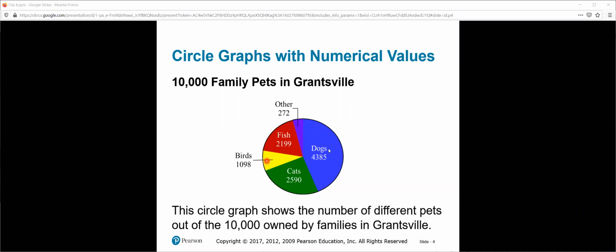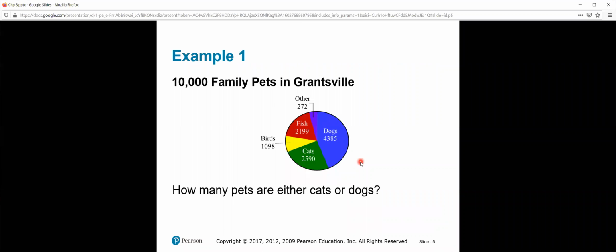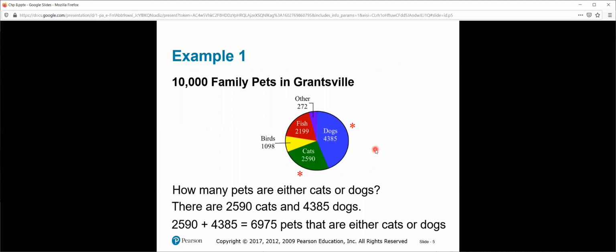This chart here does, I think, a very good job of explaining relationships, not only to each other, but also to the whole. So you could look at this and say, well, how many pets are either cats or dogs? Well, I know dogs are here, 4,385. I know cats here, 2,590. So I can add those two up.